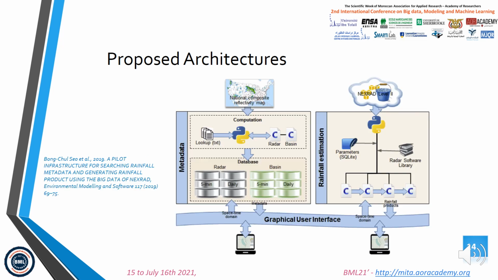The third is the IFC Cloud Network architecture proposed by Siu et al. It was developed by the AWA Fluid Center. The main objective of this infrastructure is to explore rainfall metadata and generate rainfall products over the AWA domain.